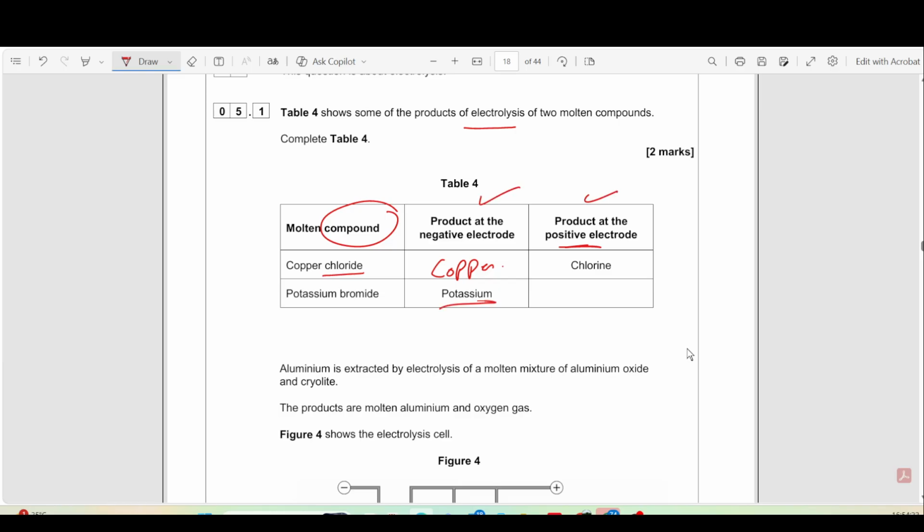Potassium bromide, you can see potassium is already written there. What is left? Bromine. Because this is the compound, here we have to write the name of the element. That's how you can figure it out: one of them is written, so the other one is going to be this. But don't write chloride here; you can see it's chlorine, not chloride. Similarly, bromide is bromine because this one is the compound.